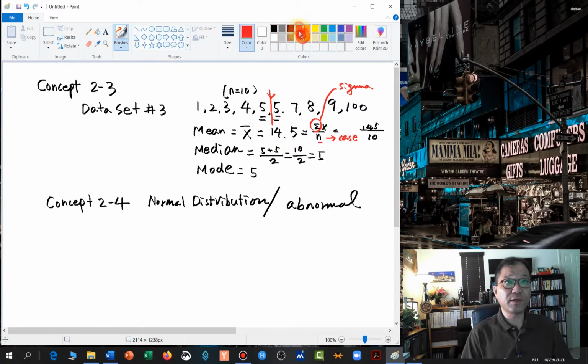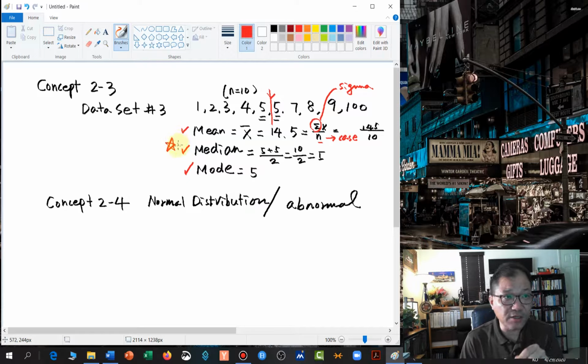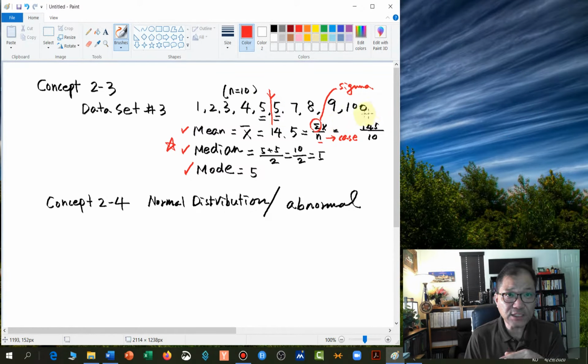So let me repeat. Concept number 2-3, you need to know how to calculate mean. You need to find out median and mode, the number that you see the most. Median is the number in the middle of the data distribution. However, when you calculate the median, you need to arrange numbers from the smallest to the biggest, or minimum to maximum numbers. So I don't see any random order right here. So you can just calculate the median, the number that is right in the middle of the data set. Okay, so that is the concept number 2-3.